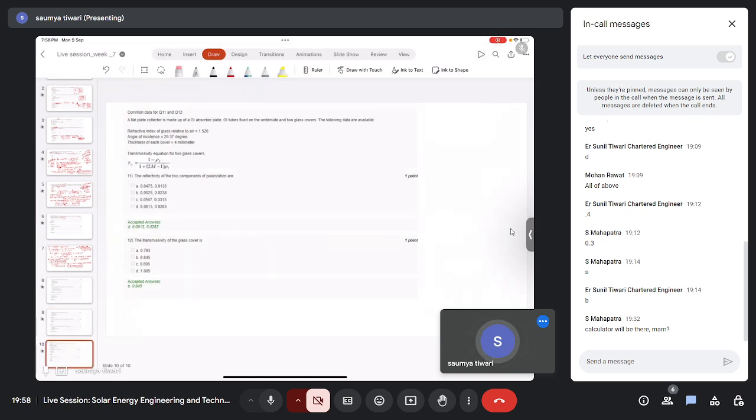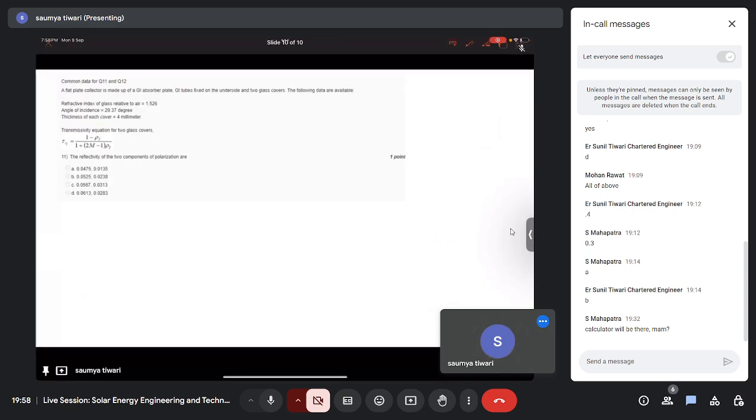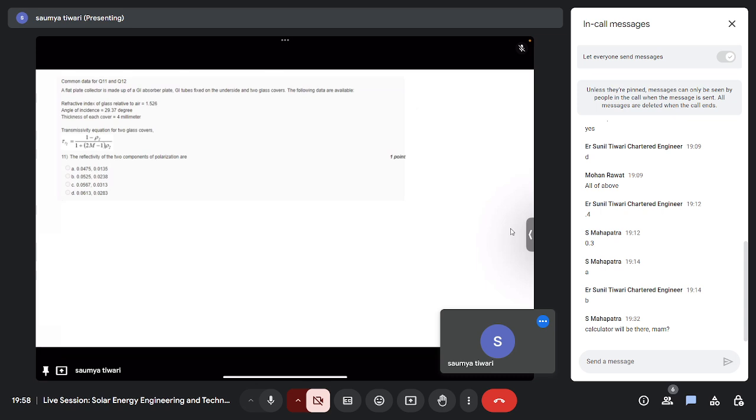So let's see this question, numerical problem. A flat plate collector is made up of a GI absorber plate, GI tube fixed on the underside, and two glass covers. The following data are available. The refractive index of glass relative to air is given, the angle of incidence is given, and the thickness of each cover is given. The transmittivity equation for two glass covers is given by this equation.